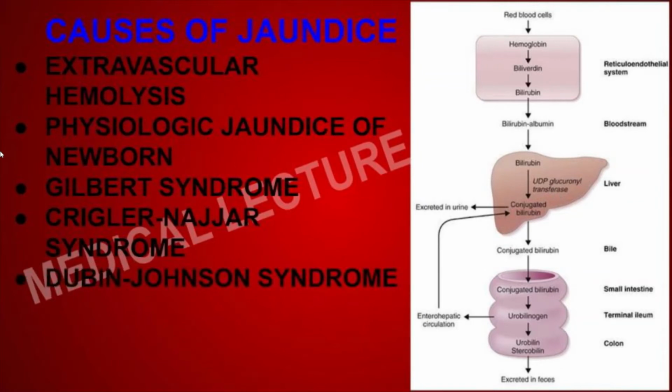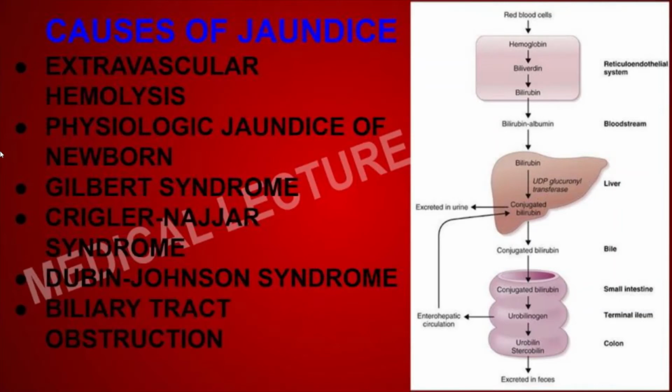Now next is the Dubin-Johnson syndrome. Now what happens in this? How does this cause the jaundice? Over here there is deficiency of the bilirubin canalicular transport protein, and that's why there is increment in the conjugated bilirubin. This causes the liver to appear darker in color.